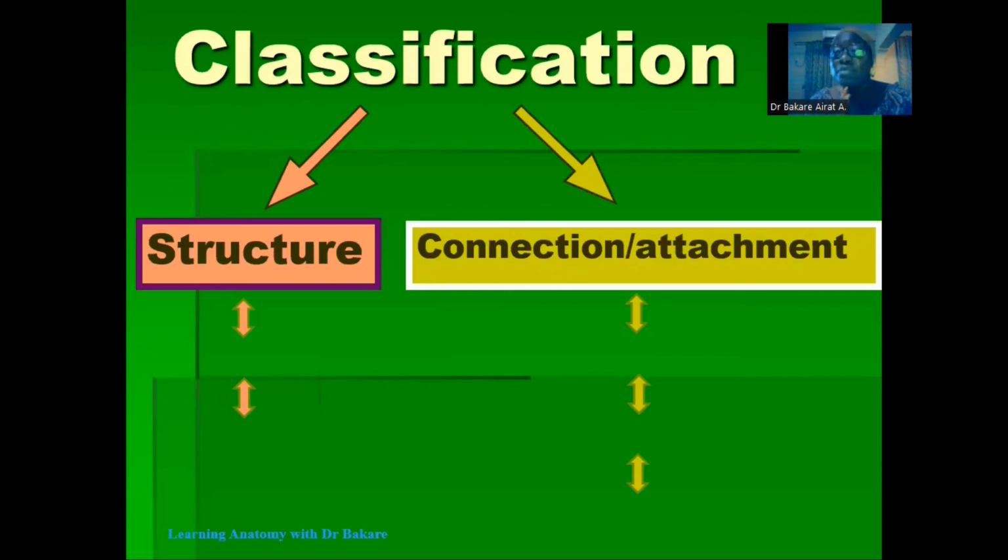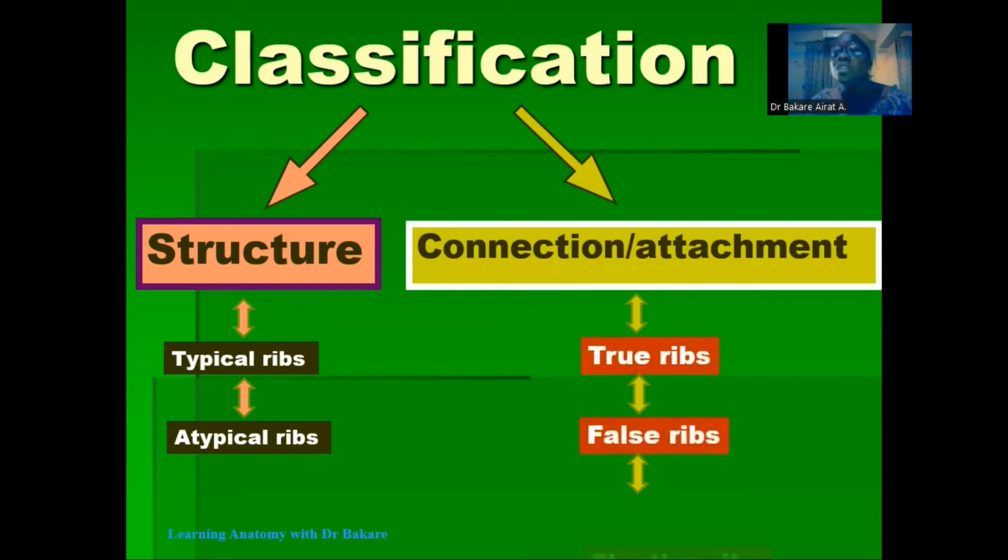So to classify ribs based on what they look like, that is in terms of morphology or their structure, ribs can either be typical or atypical ribs. Typical ribs are ribs that have the same structural configuration, while atypical ribs are ribs that are distinct in their own way. Then classifying based on their point of attachment, we could have the true ribs, the false ribs, or the floating ribs. The true ribs are the ribs that are connected directly to the sternum. The false ribs have indirect connection with the sternum, while floating ribs, as the name implies, are floating and not connected to the sternum in any way. Let's dive into this classification to see what they present.